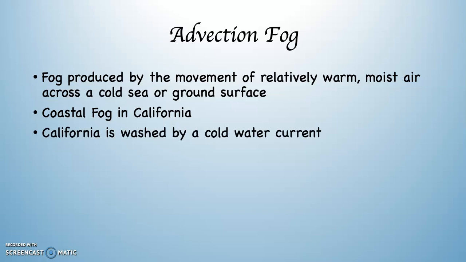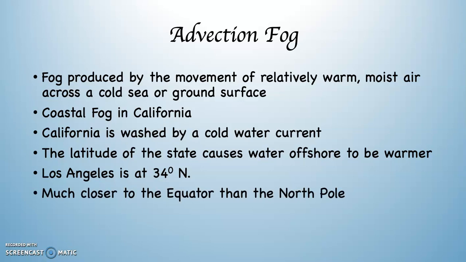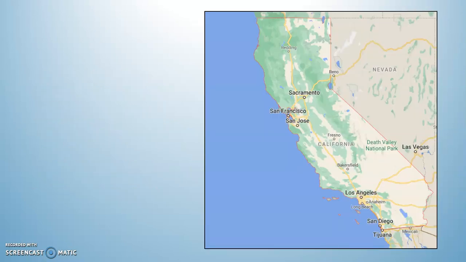California is washed by a cold water current that comes from the north. The latitude of the state causes the water offshore to be warmer than the water that's right along our coastline, because along our coastline, the current is coming down from Alaska. Whereas Los Angeles, for example, is at 34 degrees north. It's much closer to the equator than it is to the North Pole. Because of that, here's what happens.